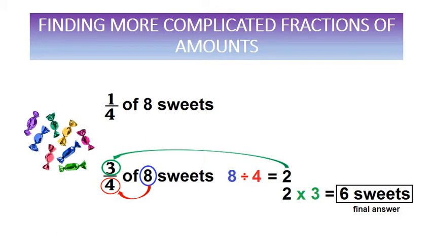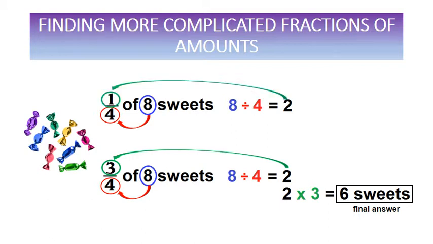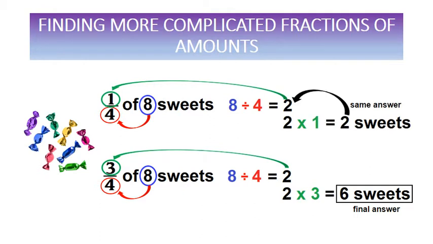And just once more to show you that even though I didn't show this, we actually did the same when we found a quarter. We took the 8, divided it by the denominator, gave us an answer of 2, and then we multiplied the 2 by 1, which actually gave us the same answer.